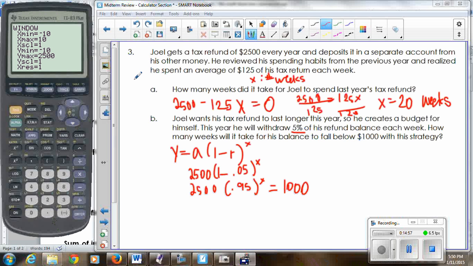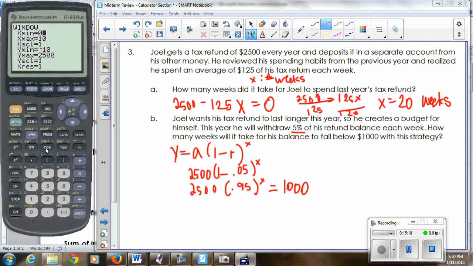I don't really need any of these negative values, so I'm going to go ahead and make my x min 0, and my x max, just in case it takes a little bit longer than it did with the other equation, I'm going to just say my x max is 25. And now I'm going to hit graph again.